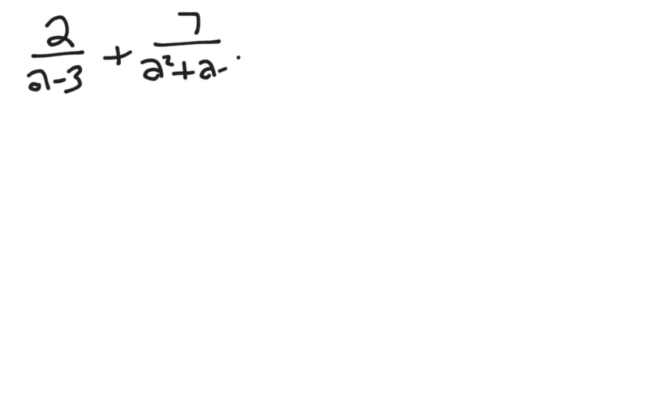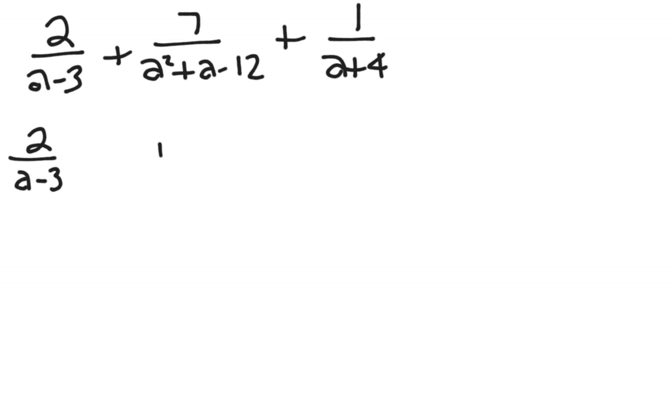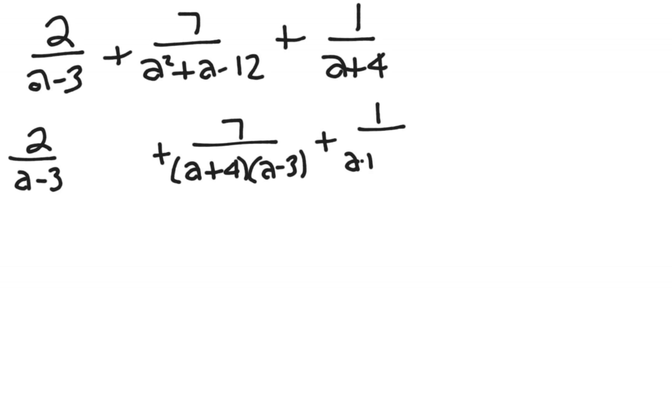Let's give you one with 3. We have 2 over a minus 3, plus 7 over a squared plus a minus 12, plus 1 over a plus 4. Again, we need to factor. Well, my first denominator is already factored. My second denominator is not. That factors into (a plus 4) times (a minus 3). And my third denominator also is already factored.